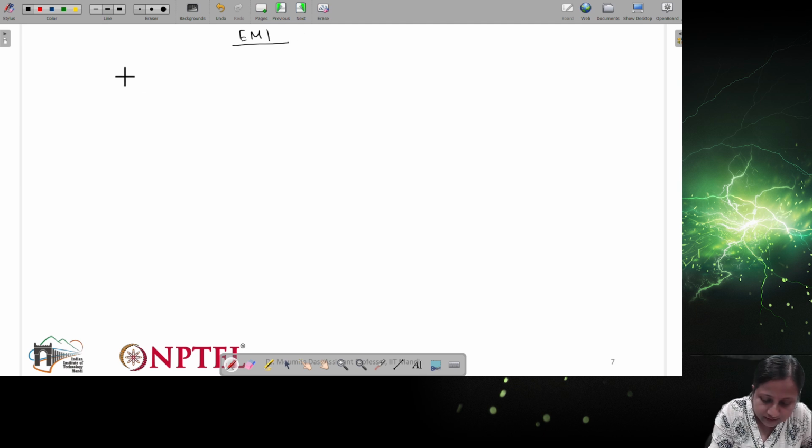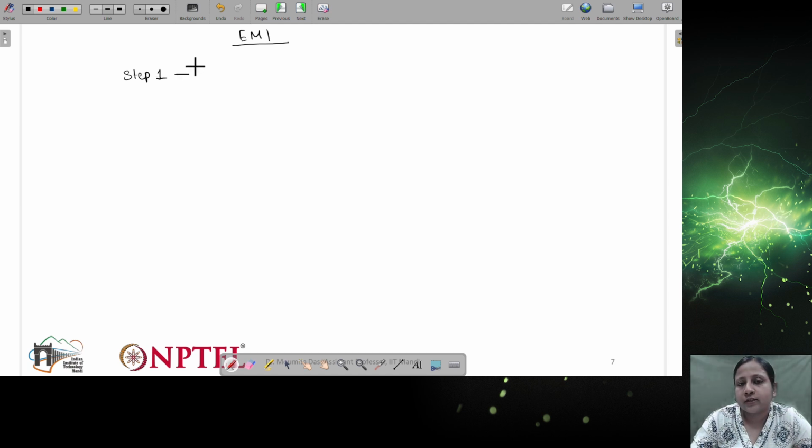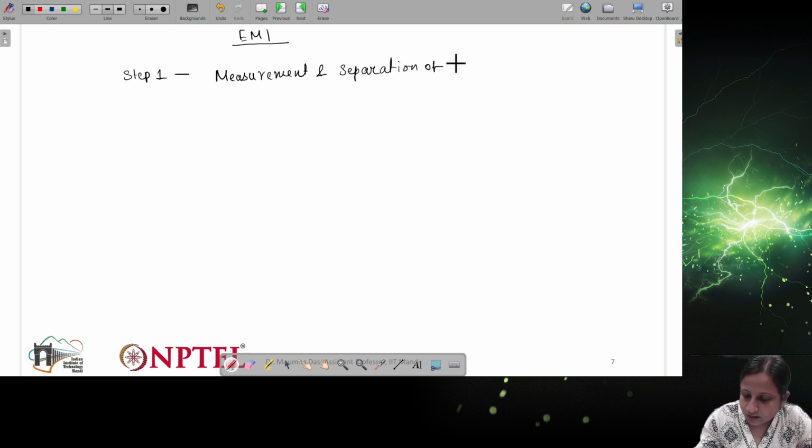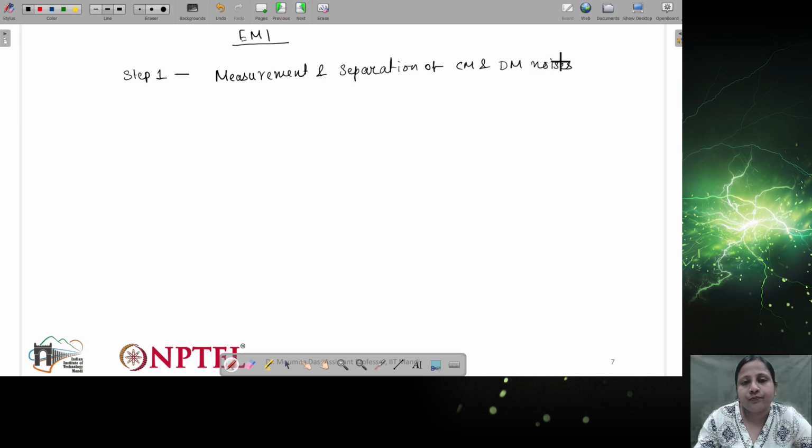So basically, step 1: we have to find out what the different noises are. So basically, measurement and separation of CM and DM noises. We have to measure, we have to separate.